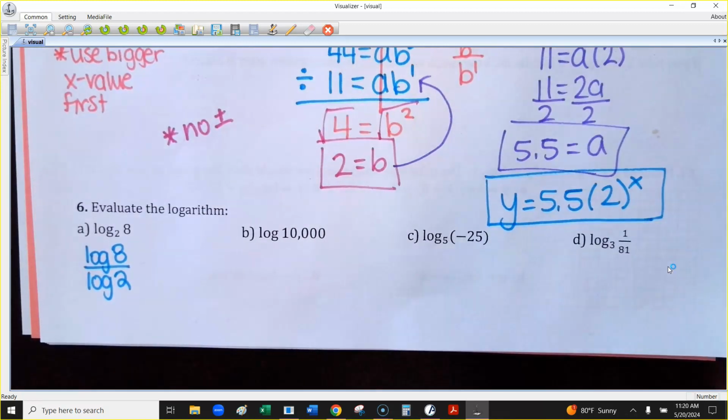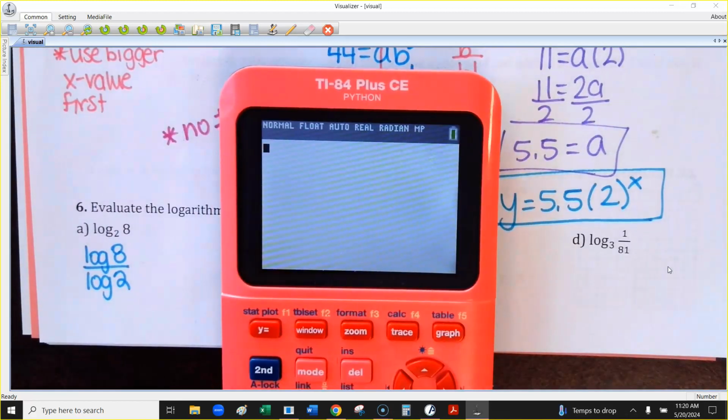But you can just do this on your calculator, scientific or graphing, either one. So I'm just going to type literally log 8. It should automatically pop up a parenthesis, so just don't forget to close it.